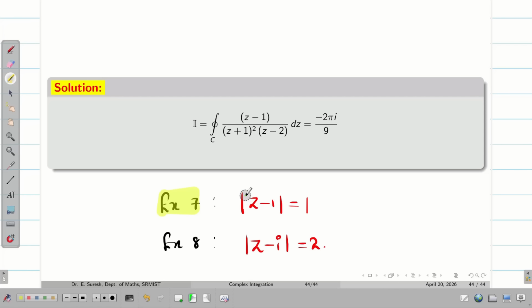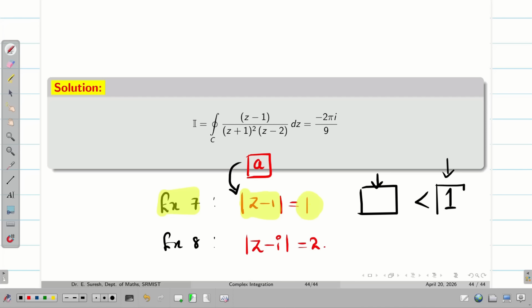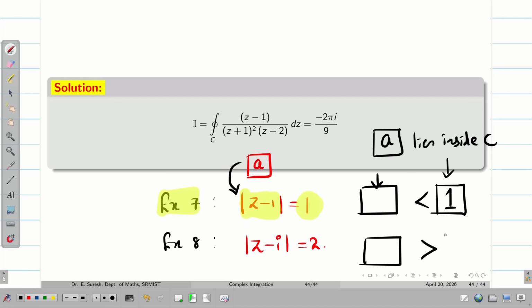I'm just considering example 7. Now we have to take the left hand side. Suppose a is the singular point, now substitute a in the left hand side. Simplifying this, we get a value. Now we have to take the RHS of the given region. Here it is 1. We have to compare the calculated value with the RHS. If the calculated value is less than my RHS, here it is 1, then we say a is the singular point, lies inside C. If the calculated value is greater than my RHS, that is 1, then we say a is the singular point, lies outside C.